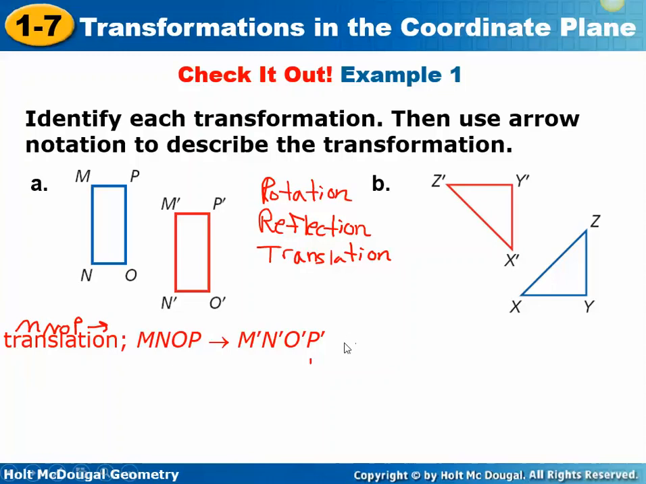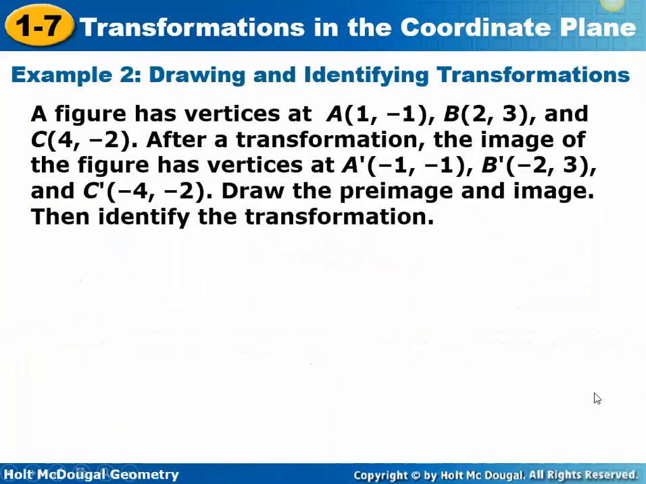Okay, so for A, you should have got that this is a translation. And you should have finished our arrow notation with M, N, O, P is transformed to M prime, N prime, O prime, P prime. And for B, did you get that this is a rotation? Because it has changed its direction. And you don't have to say what angle it's been rotated, you just have to say it is a rotation. And triangle XYZ would be transformed to triangle X prime, Y prime, Z prime. Hope you got those right.